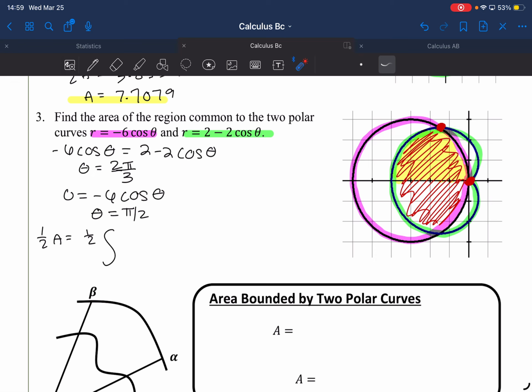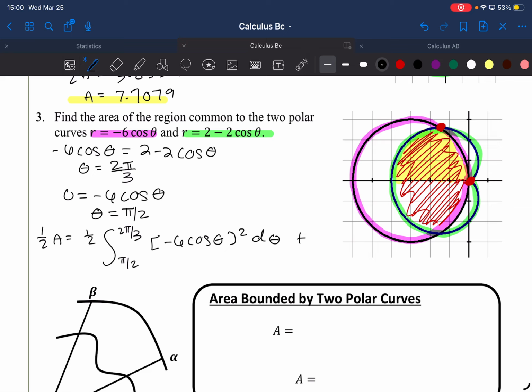And so for that one, we got pi halves when we set it equal to 0, and then when they intersect, so here's pi halves, and then when we set them both equal to each other, that's 2 pi thirds. Okay, so that's the bounds for the first one. So pi halves, 2 pi thirds of -6 cosine theta squared d theta.